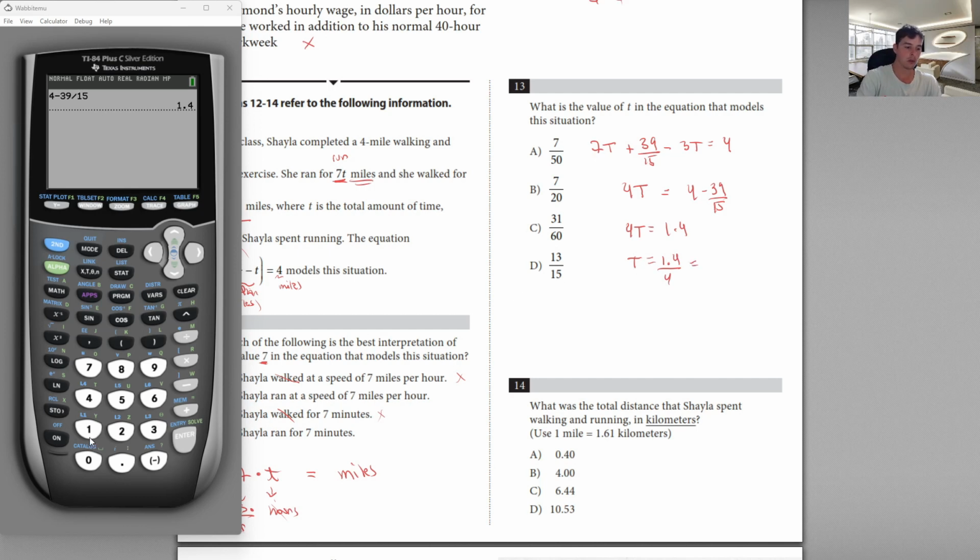And that's equal to, divided by 4, it gives me an answer of 0.35. As you can see, every single answer is in decimals. So you can go to math, to fraction, 1, and it's going to give me 7 over 20. So 7 over 20. That's a little trick with the calculator. So B is right.